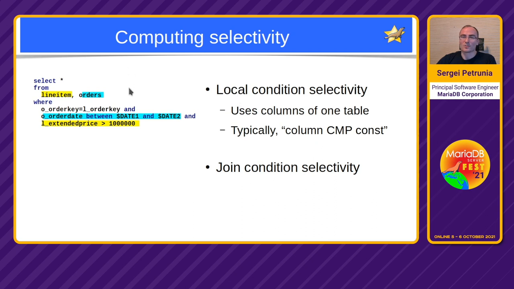There are two kinds of conditions whose selectivity we compute. First is the local condition selectivity, where we are interested in selectivity of conditions that use columns from only one table. Actually, typically most of them is a column compared with some constant in some way. And then there is join condition selectivity, but that is another topic.